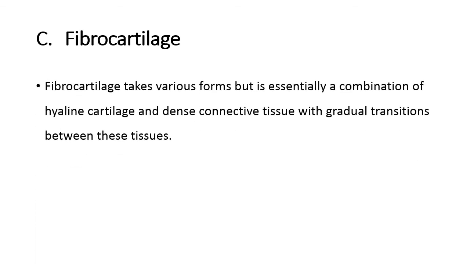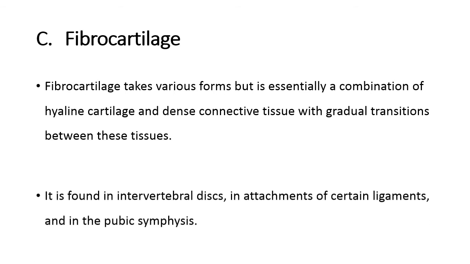So we finished the elastic cartilage and the hyaline cartilage in the previous slides. Now we are moving to discuss the fibrocartilage, the third form of cartilage. Fibrocartilage takes various forms, but is essentially a combination of hyaline cartilage and dense connective tissue, with gradual transition between these tissues.